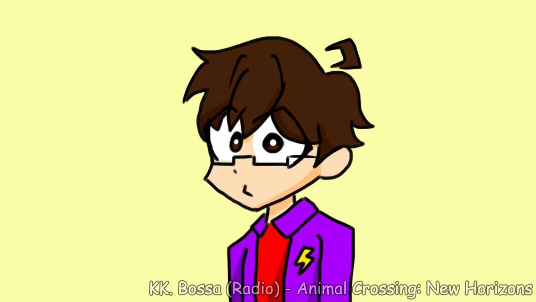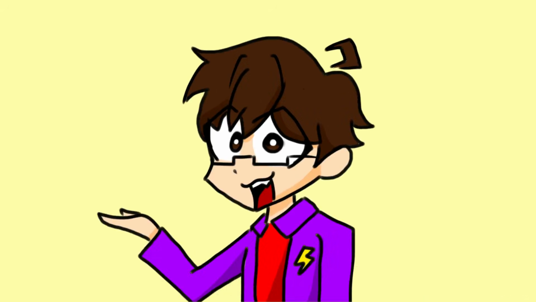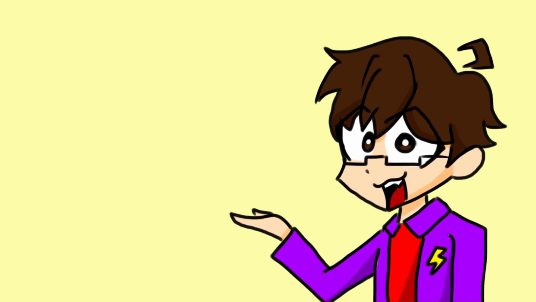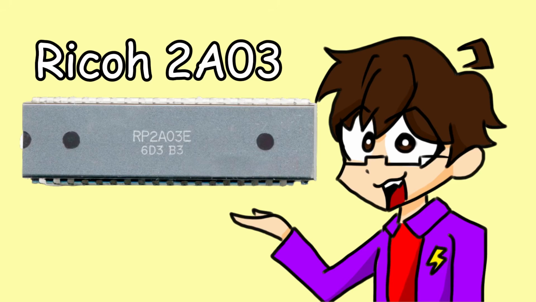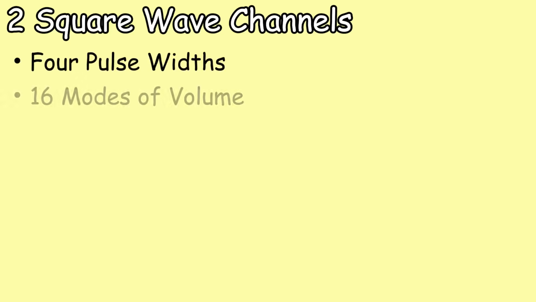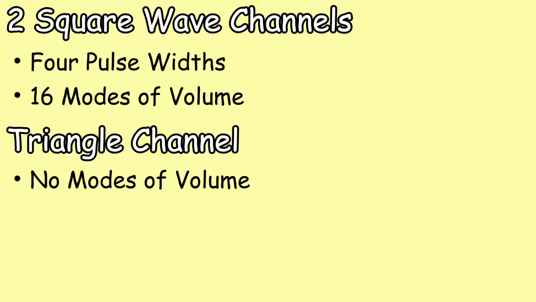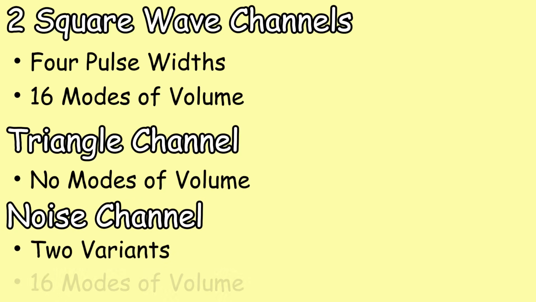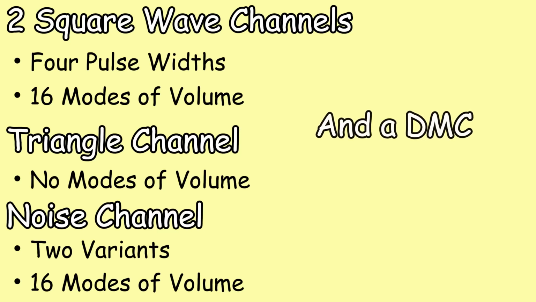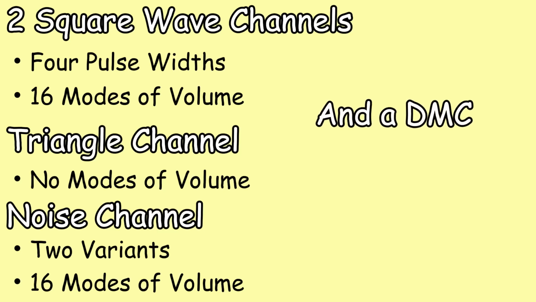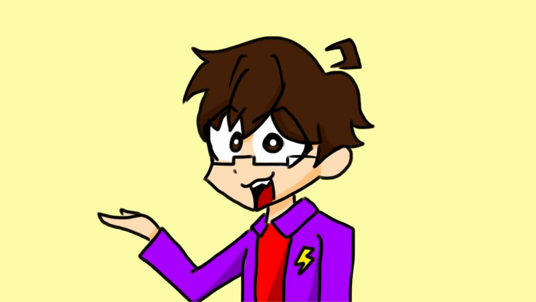To understand how this is even possible, we first need to take a look at the NES's sound chip, the Ricoh 2A03. The 2A03 included two square wave channels which can produce 4 pulse widths and has 16 modes of volume, a triangle channel that has no modes of volume, a noise channel with 2 variants and 16 modes of volume, and a DMC, short for Delta Modulation Channel. This chip was way ahead of its time back in its release in 1983.